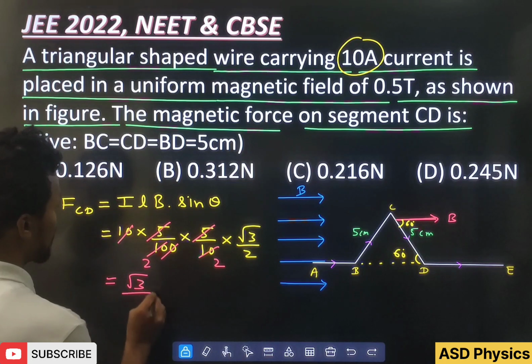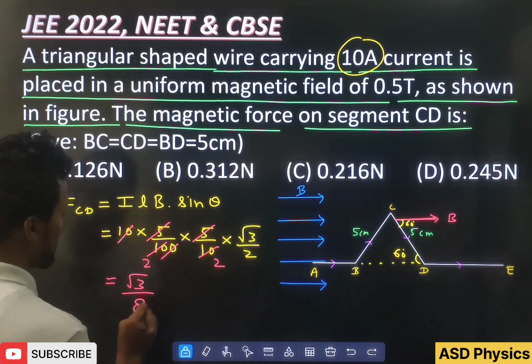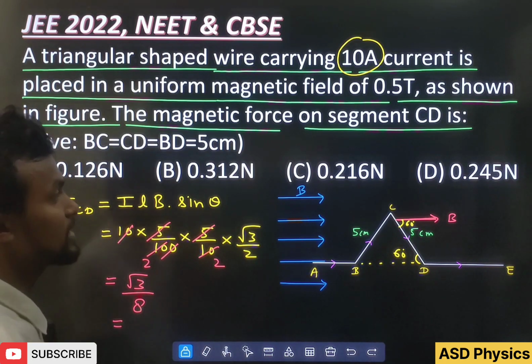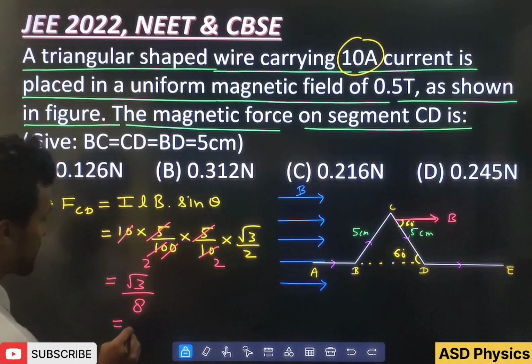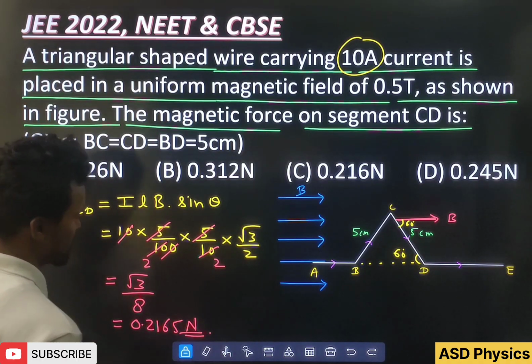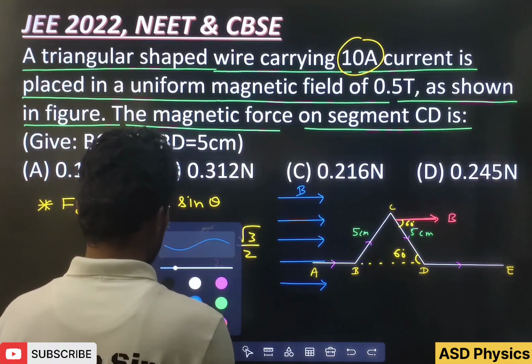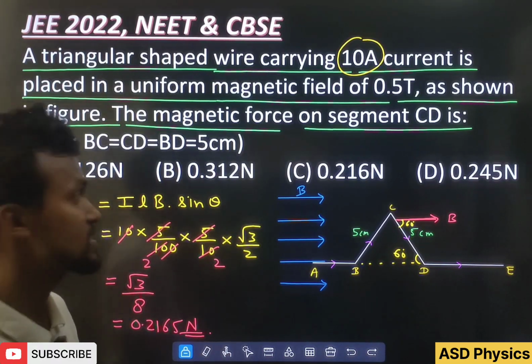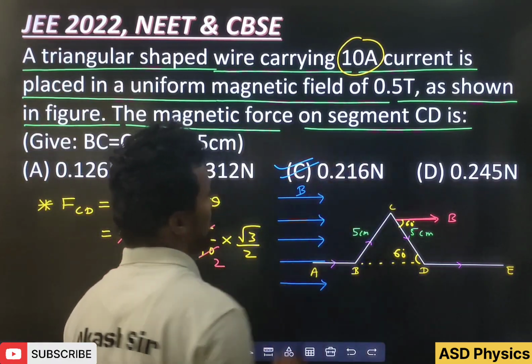So this will become root 3 by 8 (2 into 4 into 8 gives root 3 by 8). So root 3 by 8, when you simplify this, will come to 0.2165 Newton, maximum. Just it will come 0.2165 Newton. So which option is correct here? Option C is the correct answer.